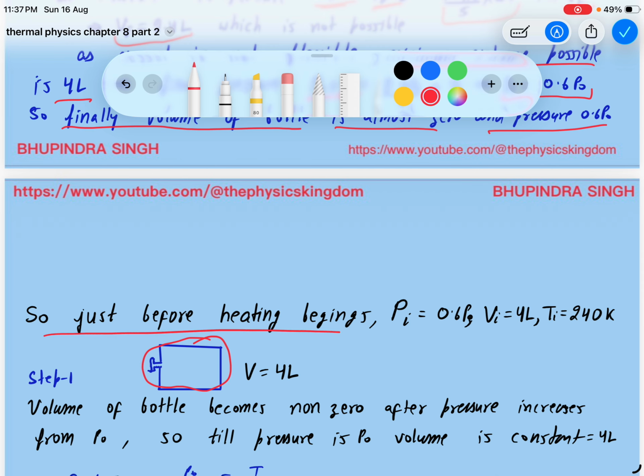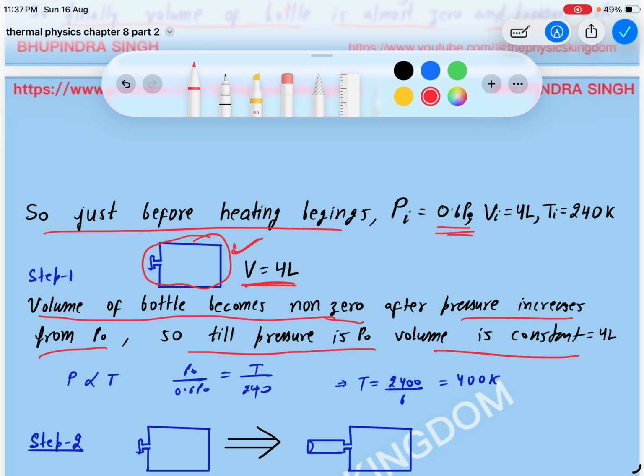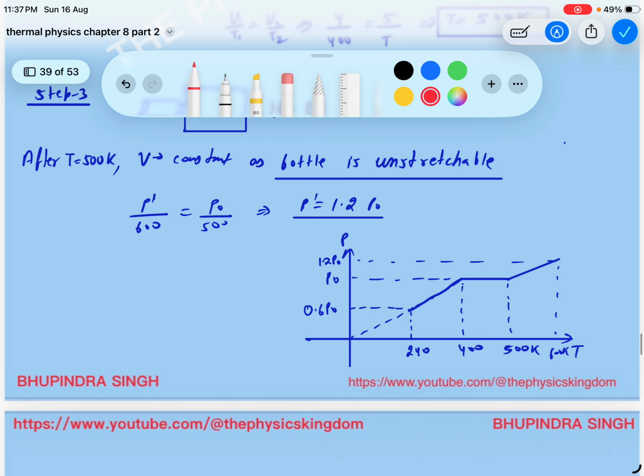Okay, so just before heating begins, now we need to plot the graph: if I am heating from this moment, what is the pressure versus temperature graph? That is my step 1, right? In step 1, the volume is 4 liter and the pressure is 0.6 P naught. Till the pressure becomes P naught, when you are heating, the volume should remain constant. The volume of the bottle becomes non-zero only after the pressure increases from P naught. So till the pressure is P naught, the volume is constant at 4 liter, and P is directly proportional to temperature. So the final temperature is 400 Kelvin. So this is my step 1.